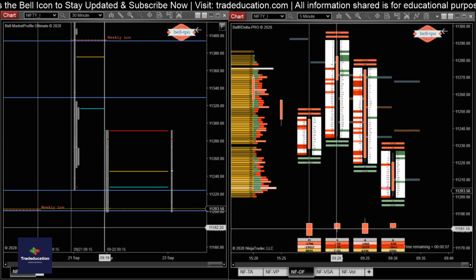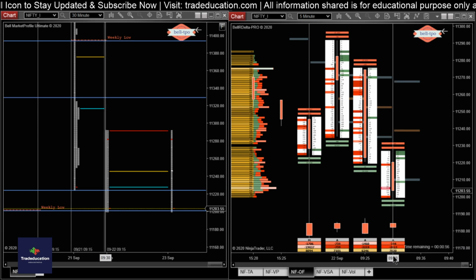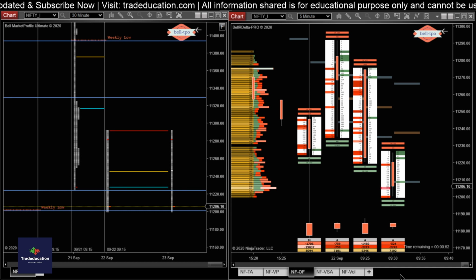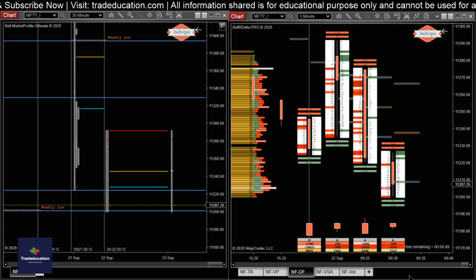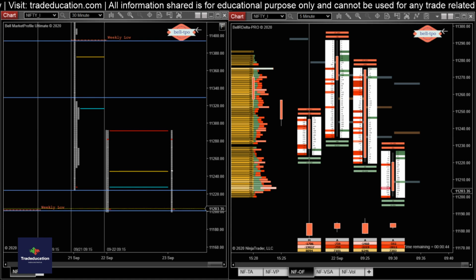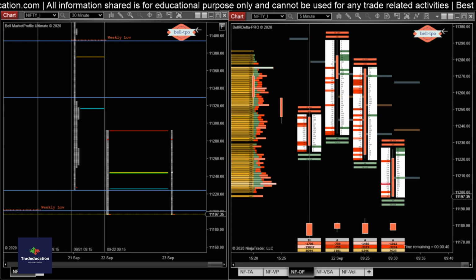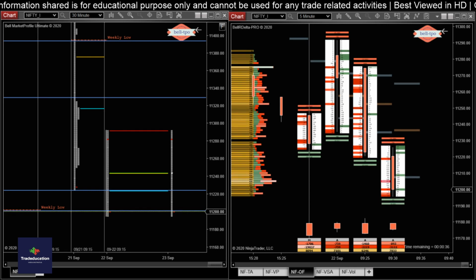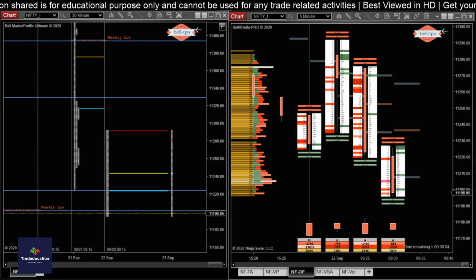So good volume flow, 7,000. I think it will cross more than that. Yes, it has already crossed. The first 5 minutes there were 7,000 volume. Yes, so this is the push which I was looking for on the downside. Let it go lower.